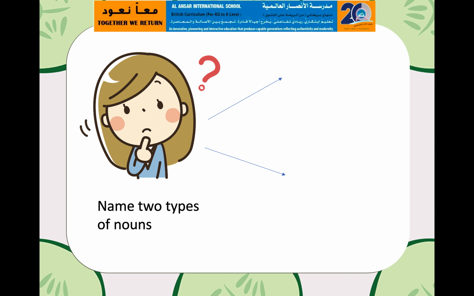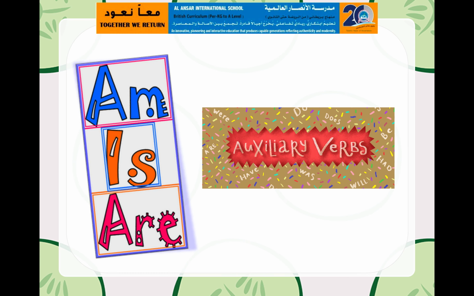Now before we get started, let's recap the lesson. Can you name 2 types of nouns? Amazing, good job. A proper noun and a common noun. Well done. Now it's time to get started with our helping verbs, am, is, and are.